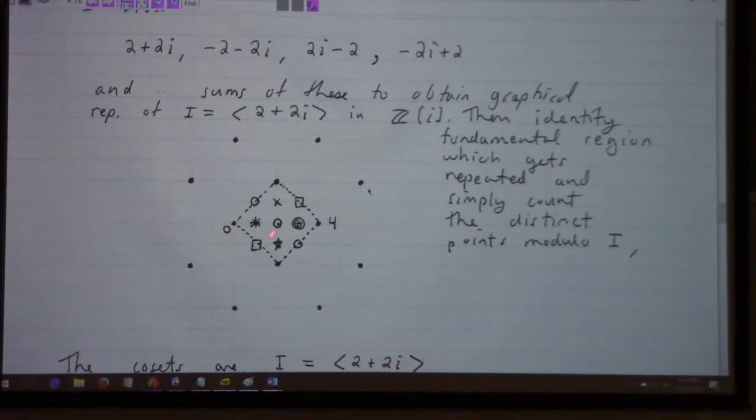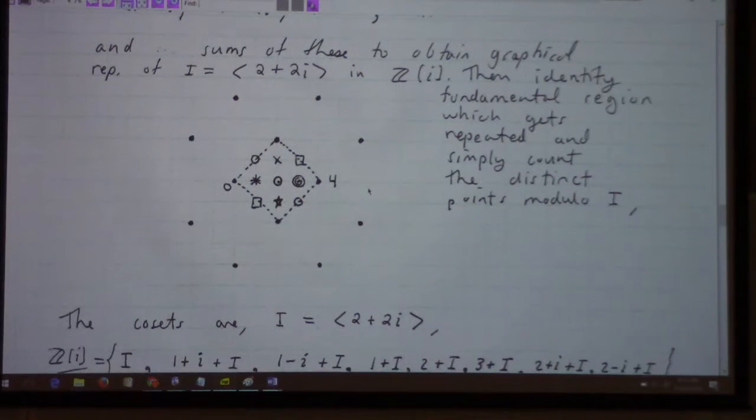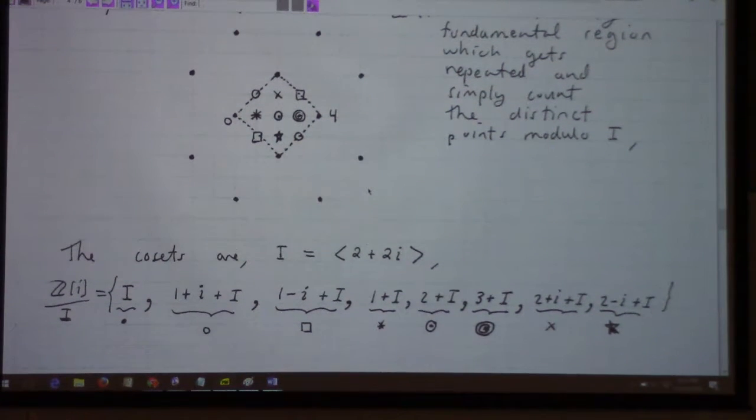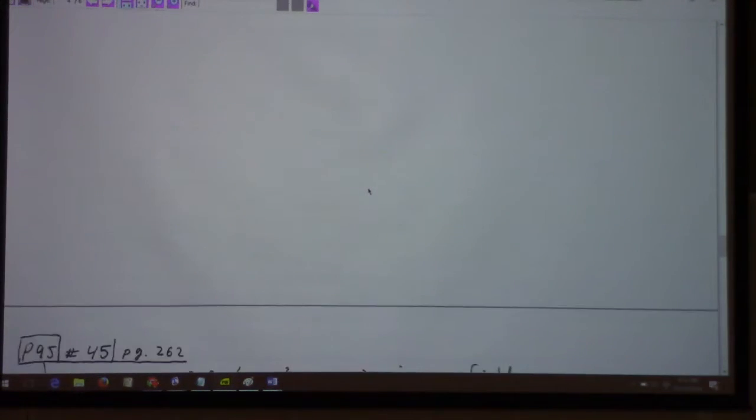Well, there are 2 representatives for this one and that one, but for the interior ones, there's just a single representative for each of these classes. Of course, this point would then be related to that point, which would then be related to that point, and so forth. Anyway, this picture graphically allows me to figure out that the Gaussian integers mod the principal ideal generated by 2 plus 2i has 8 things in it, and they're just these cosets I, 1 plus I, 1 minus I, and so on. There's 8 of them. Okay, so that's one problem.